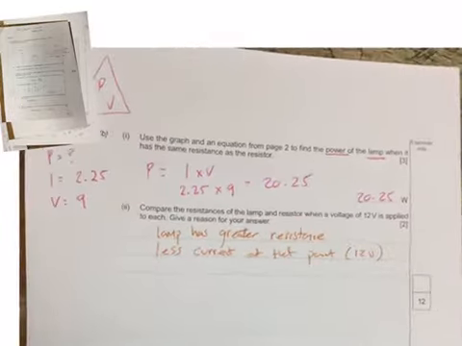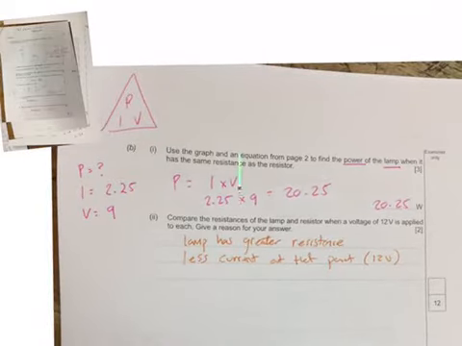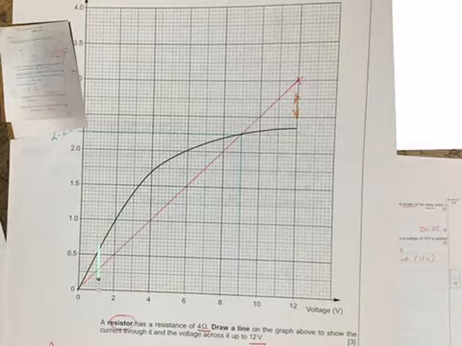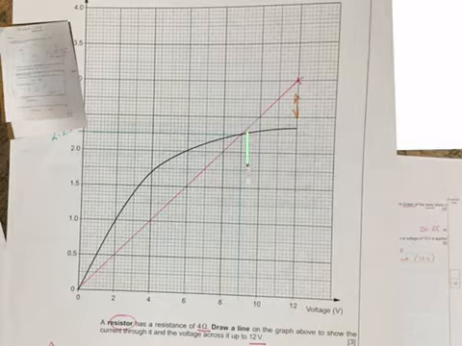And then the last bit of this question says, use the graph and an equation from page 2 to find the power of the lamp where it has the same resistance as the resistor. The same resistance as the resistor. Remember now, the resistor, I've just done the line for. It was a nice straight line. The lamp looks like this. And it wants to know the same resistance as, so it's basically the crossover between the lamp and the resistor there. So if I draw a line up from, I can draw a line down.